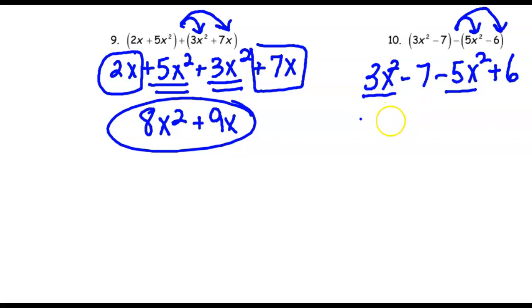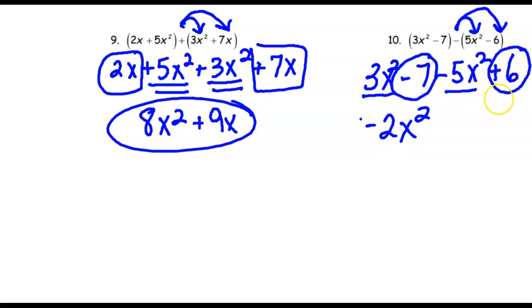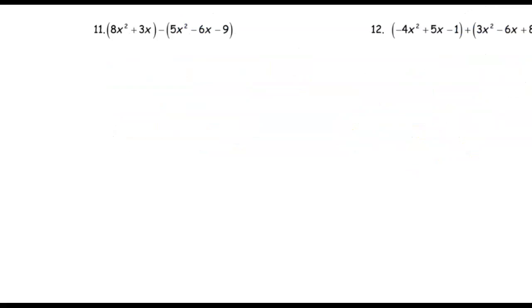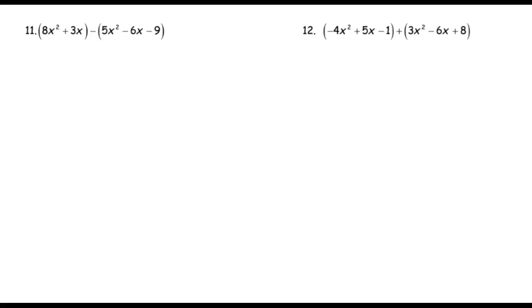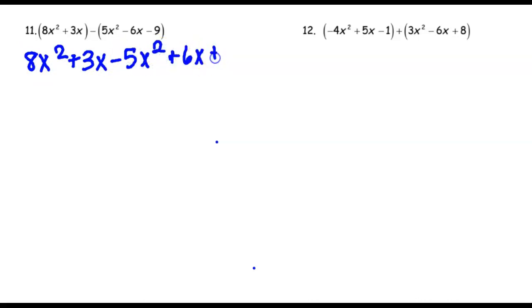3x squared minus 5x squared is going to be negative 2x squared. And here we have a negative 7 and a positive 6, which would be a negative 1. Okay, so if you want to give it a try now, shift this over a little bit, write down 11 and 12 and pause the video and let's check your answers to see if you got it right. Okay, when I rewrote this, I have 8x squared plus 3x minus 5x squared plus 6x plus 9. When I combine the like terms, I end up with 3x squared plus 9x plus 9.